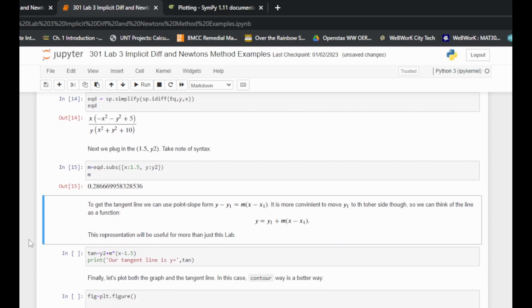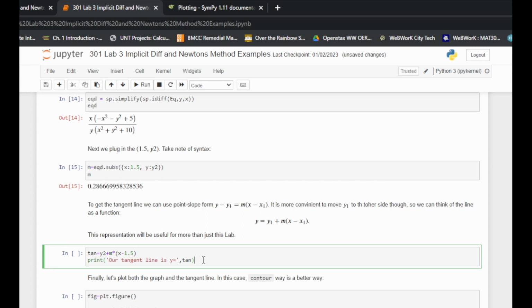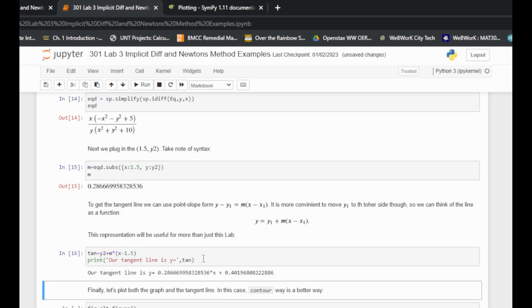Now to find the actual tangent line, we can use our equation for the line. We will solve it for y here and plug in 1.5 for x1 here, y2 for y1 here, and the slope we just found. So that's what we're going to do here. That's our tangent line. So it's y equals 0.286 and so on, x plus 0.4019 and so on. And finally, let's plot this.